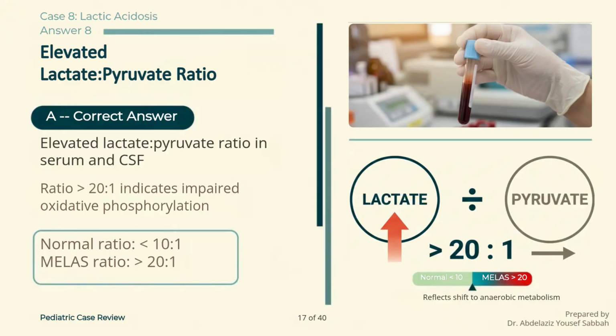The correct answer is A, an elevated lactate to pyruvate ratio in serum and cerebrospinal fluid. A ratio greater than 20:1 indicates impaired oxidative phosphorylation. For reference, the normal ratio is below 10:1, while in MELAS it characteristically rises above 20:1. This elevated ratio reflects the shift toward anaerobic metabolism that occurs when the respiratory chain cannot function properly. Measuring this ratio in both serum and cerebrospinal fluid is valuable because central nervous system involvement may be reflected even when peripheral values are borderline. It is a simple but powerful diagnostic marker.